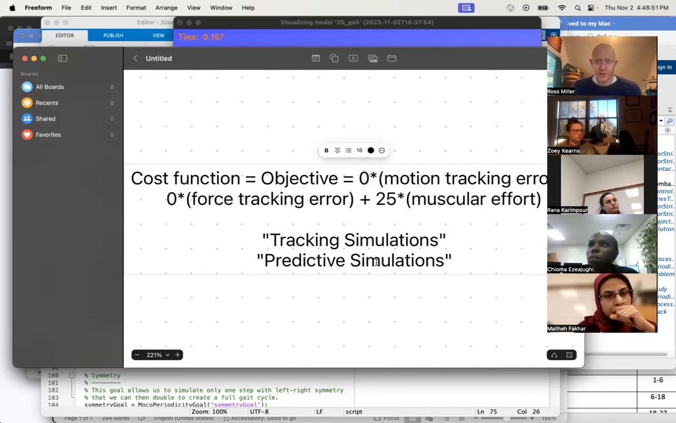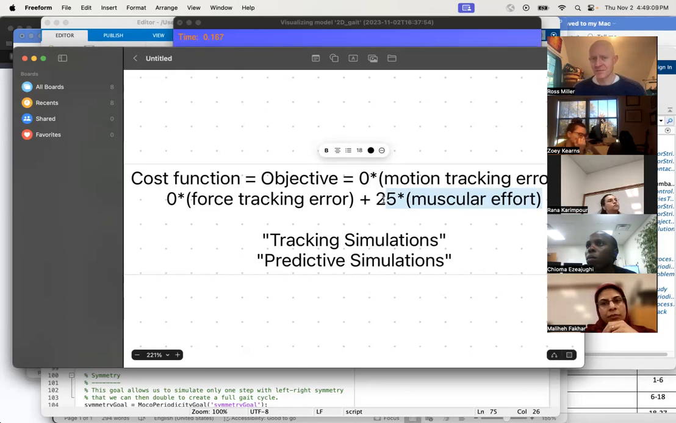Predictive simulations are typically useful in more motor control type applications. I could come up with lots of different potential criteria here that I think the nervous system might care about when it's generating a movement like walking or running, right?